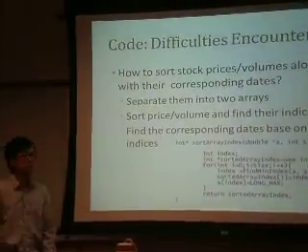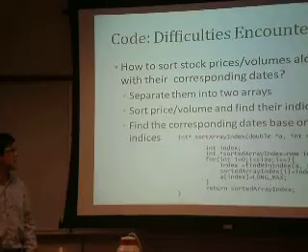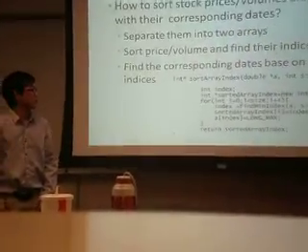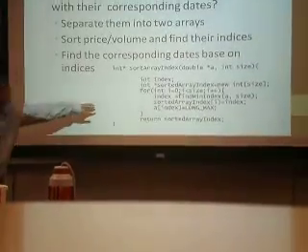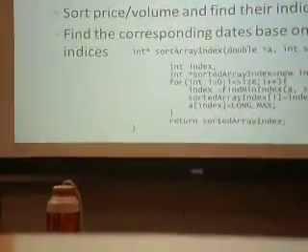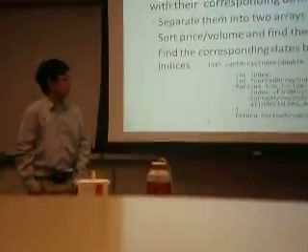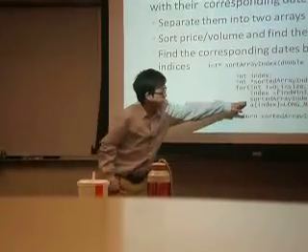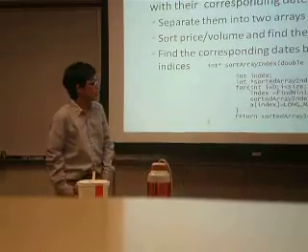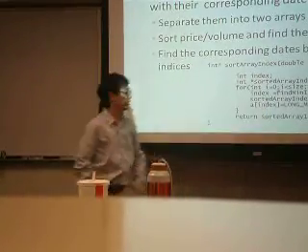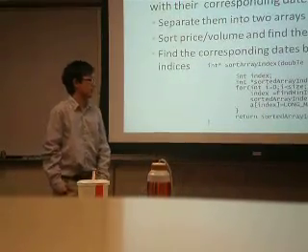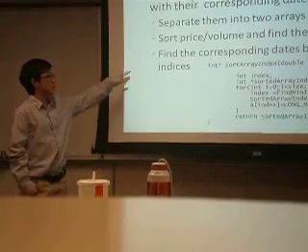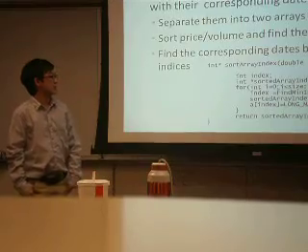First, we separate them into 2 arrays, then sort price or volume or whatever the variable is, and find their indices. This is our code. It's pretty similar to the sort function, but in this line, we record the index rather than the stock price array. And then, since we found the indices, we find the corresponding dates based on the indices.